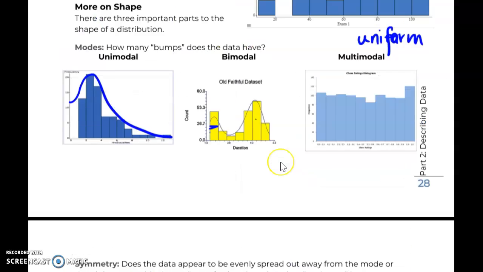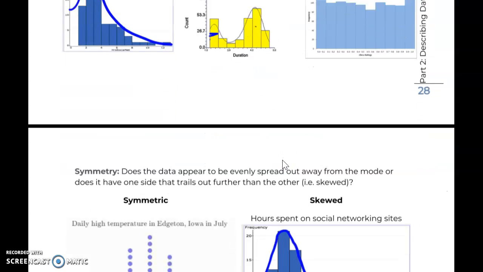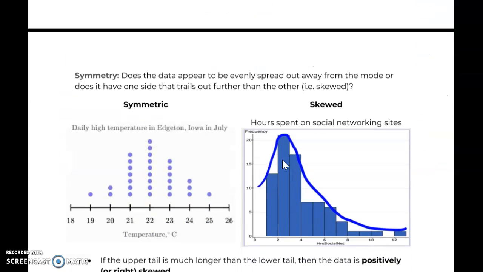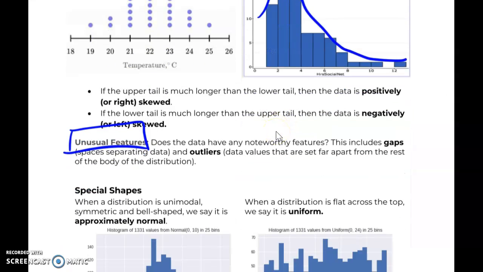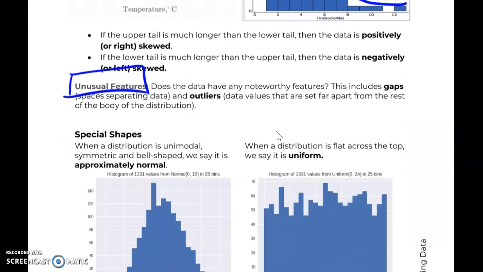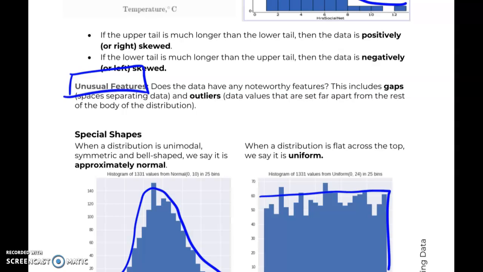So again, we're looking at the number of modes. We're looking at the symmetry, whether there's a skew. We're looking at unusual features. And sometimes we have special shapes, like if we have a mound shape, symmetric, unimodal distribution, we call this approximately normal. This is going to be the most common distribution we will look at later on. And then over here, when it's pretty flat over the top, we call this a uniform distribution. So these are two special types of distributions.